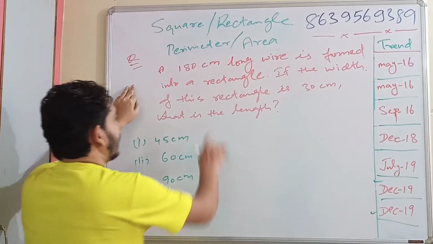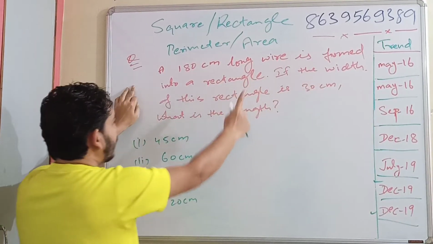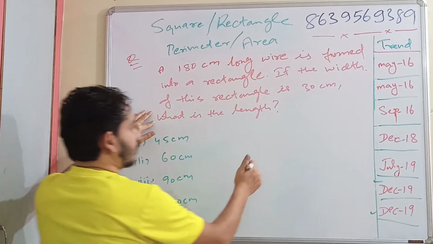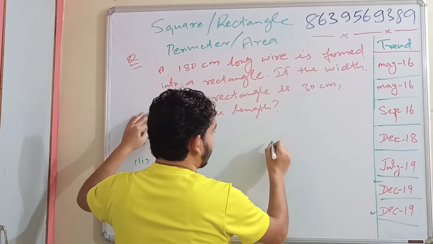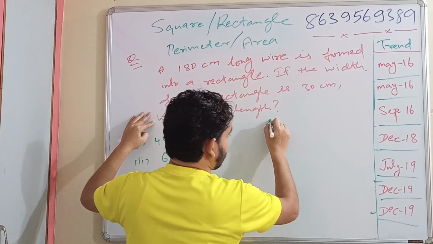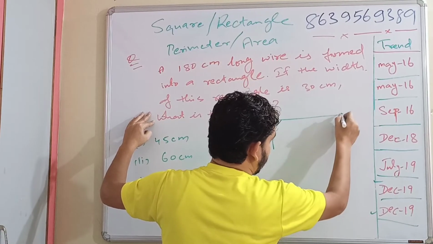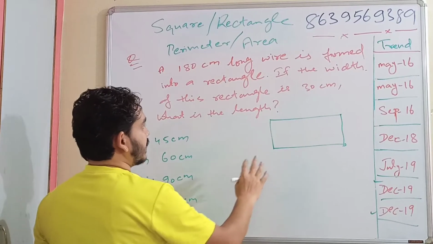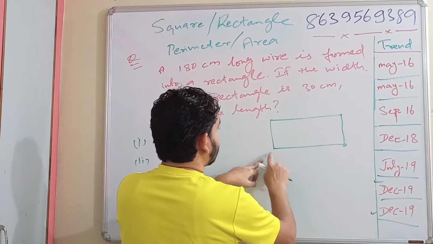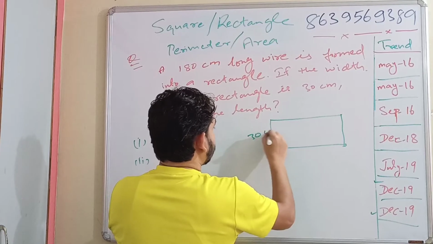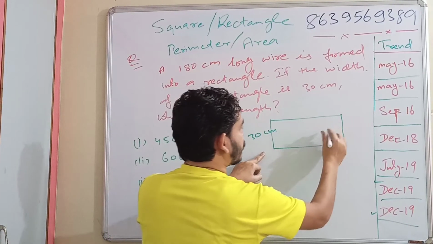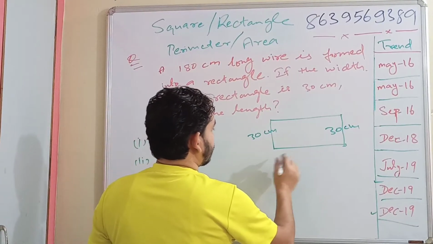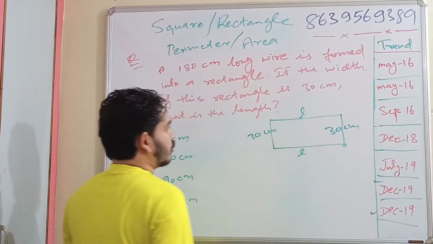Let's see. A 180 centimeter long wire is formed into a rectangle. If the width of this rectangle is 30 centimeter, what is the length? So a wire is there. We are bending the wire. Let's take we bent the wire from here and then we got to here, and then again bent and joined to the initial point. It's saying that when we are forming this, the width we are taking is 30 centimeter. So even here also 30 centimeter. It is asking the length at two places.